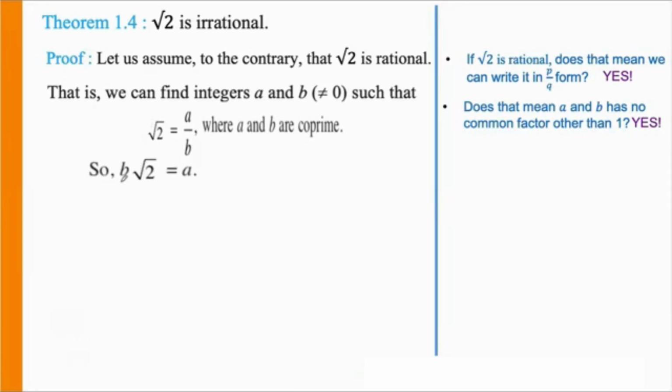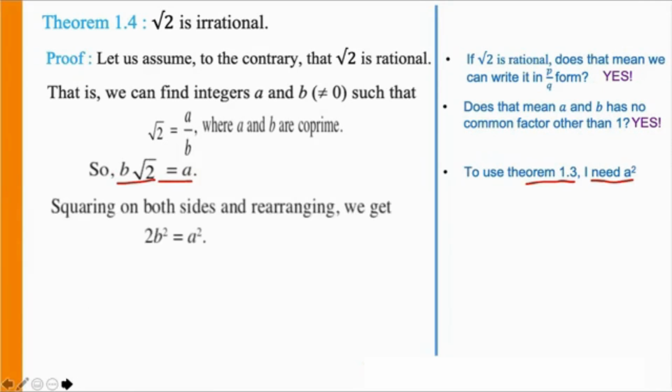Now, taking b to the left-hand side, we get b into root 2, that is b root 2 is equal to a. Now, to use Theorem 1.3, we need a square. So let us make this a square. If we square a, we also square b root 2 here. So squaring on both sides and rearranging, we get 2b square is equal to a square. Now b into b becomes b square and root 2 into root 2 becomes 2. So we have 2b square, and a into a becomes a square. So we have 2b square is equal to a square.